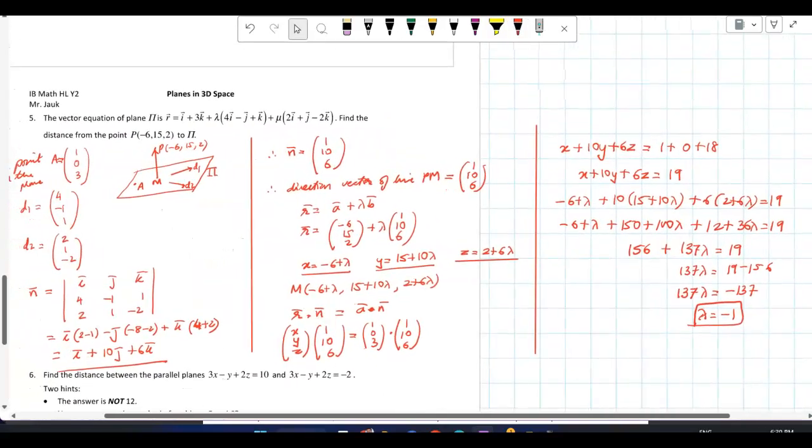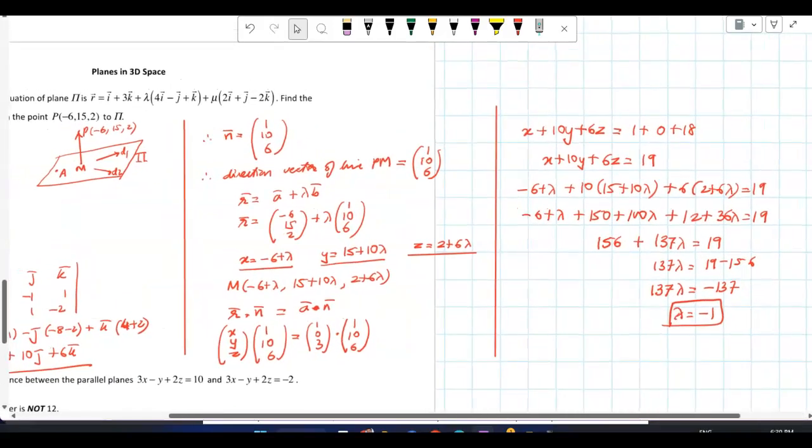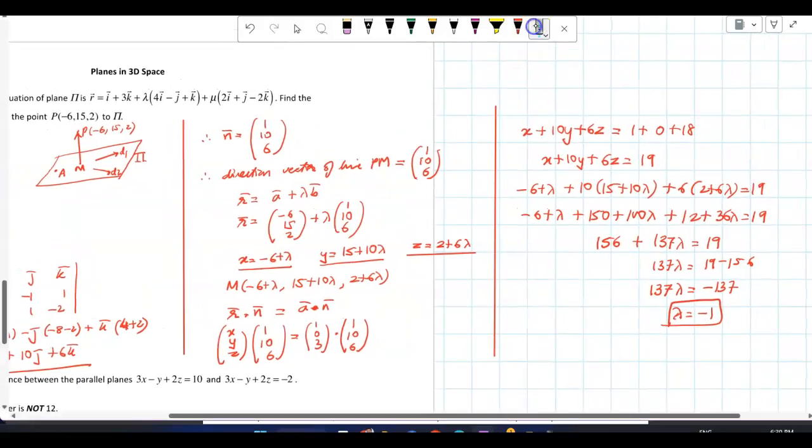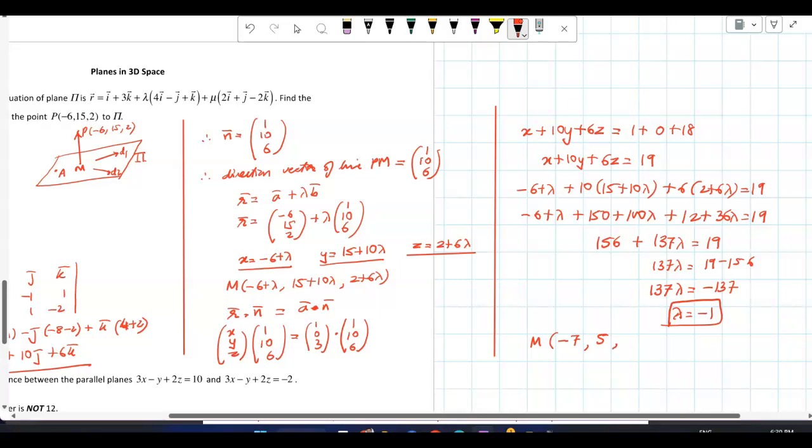Now what do you do? Now you want to find a distance. So that will give me the coordinates of M. So you put this back. Substitute this in N, in M, okay. So that will give you the coordinates of M. So M is (-7, 5, -4), correct?